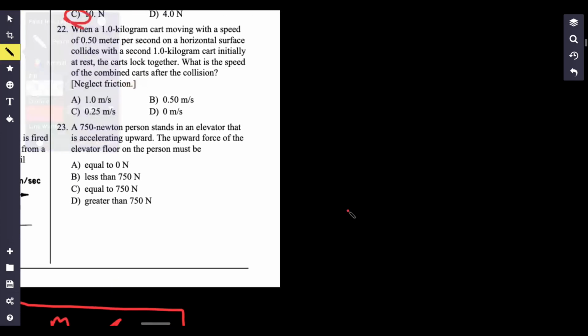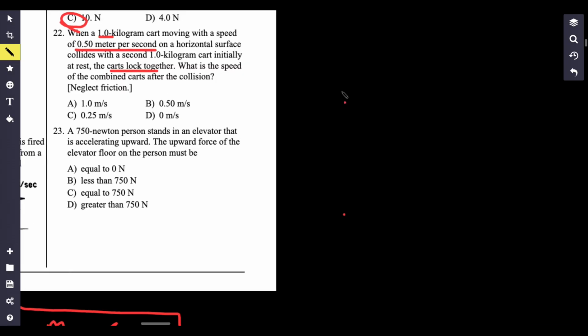When a 1 kilogram car moving with a speed of 0.5 meters per second on a horizontal surface collides with a 1 kilogram car initially at rest, the cars are locked together. So this is an example of something I like to call sticky momentum.